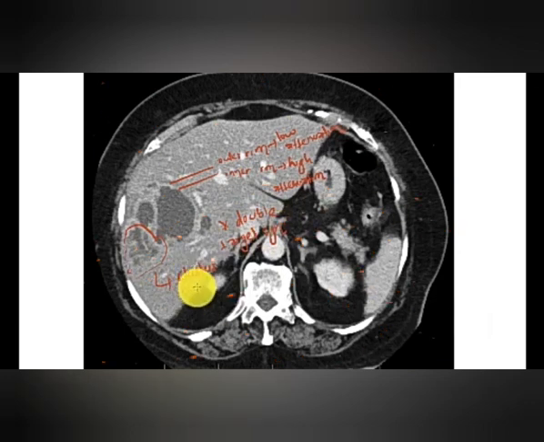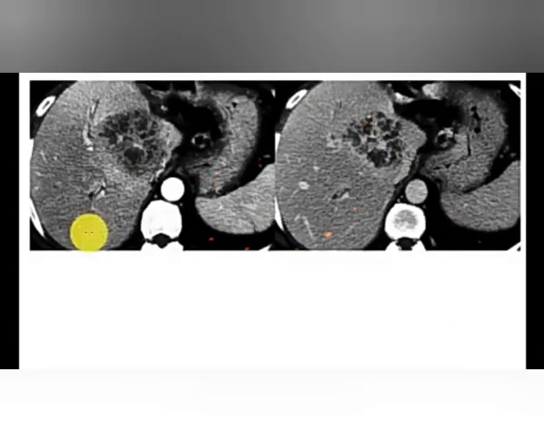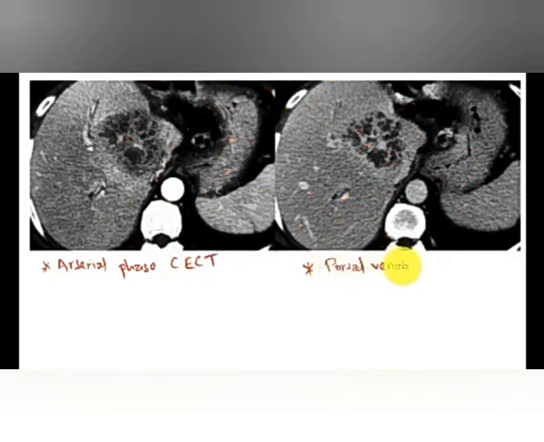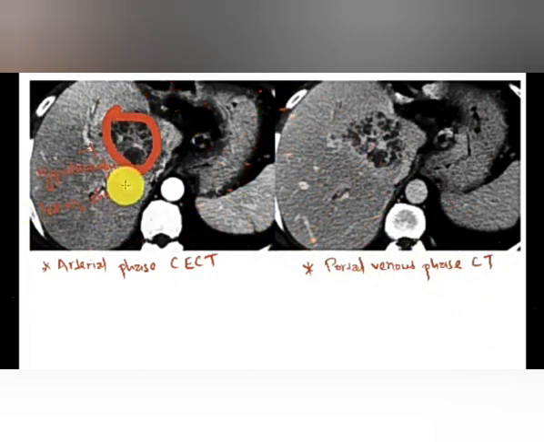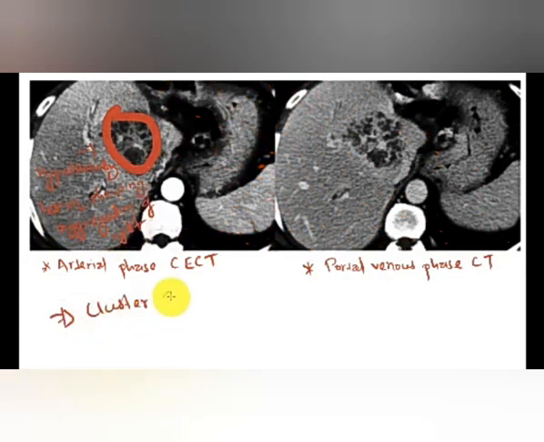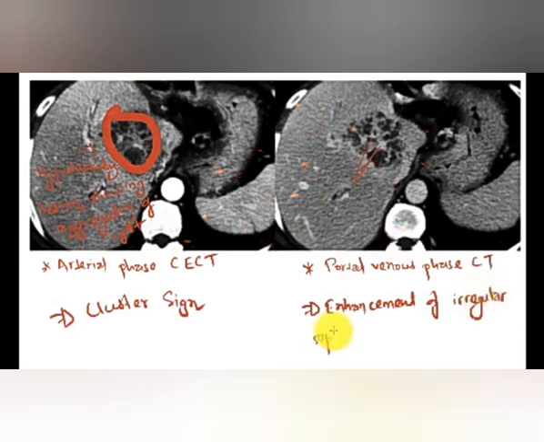Here we have the cluster sign, where there is multiple aggregation of cystic cavities. This is a CT scan. The first one is arterial phase, CECT, and the second is portal venous phase, CT. Here you can see the hypodense cystic lesions showing aggregations, which is known as cluster sign. In the portal venous phase, we can see the enhancement of irregular septa within the abscess cavity.